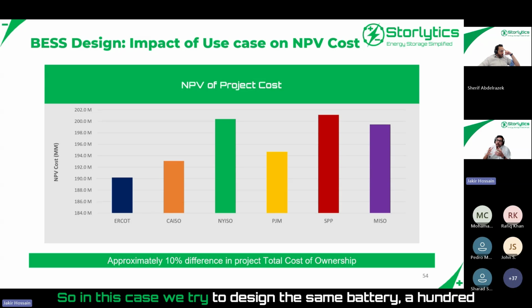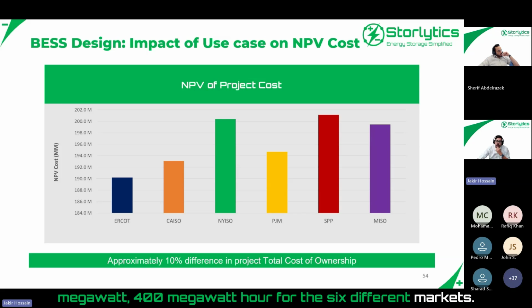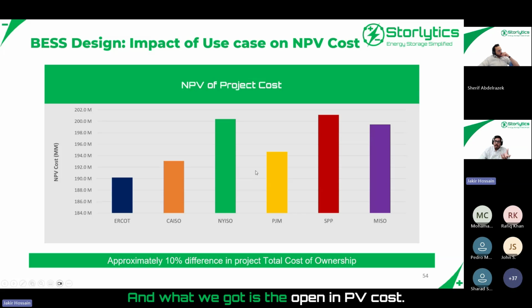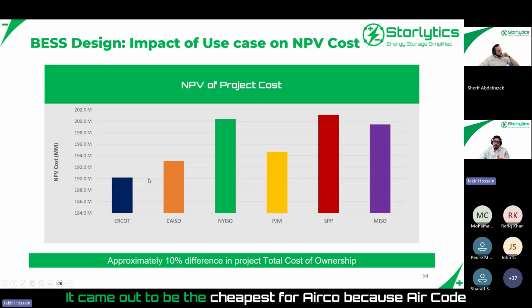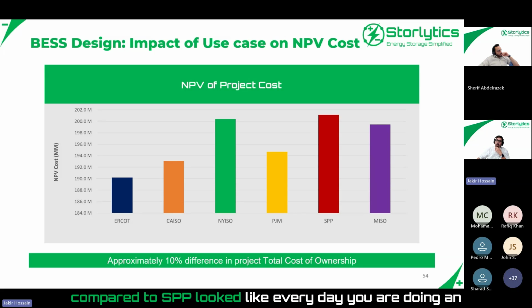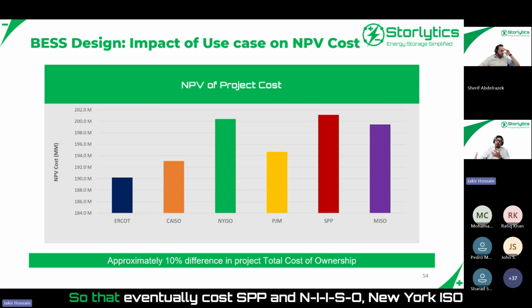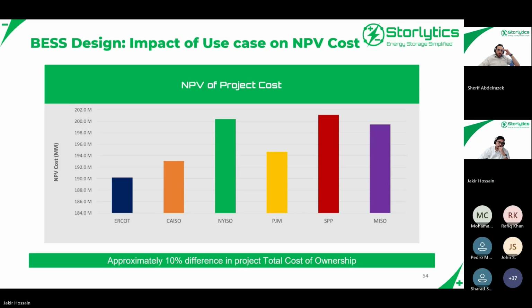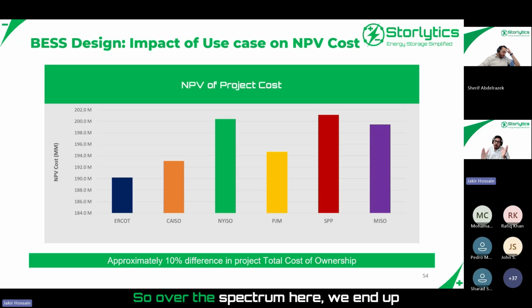So in this case, we try to design the same battery, 100 megawatt, 400 megawatt hour, for the 6 different markets. And what we got is the overall NPV cost. It came out to be the cheapest for ERCOT because in ERCOT the dispatch profile was not utilizing the battery as much compared to SPP. It looked like in SPP every day you are doing energy arbitrage and a full cycle, using the battery a lot. So that eventually caused SPP and NYISO, New York ISO, their cost to be on the higher side than ERCOT and others. So over the spectrum here, we end up getting around a 10% difference in cost.